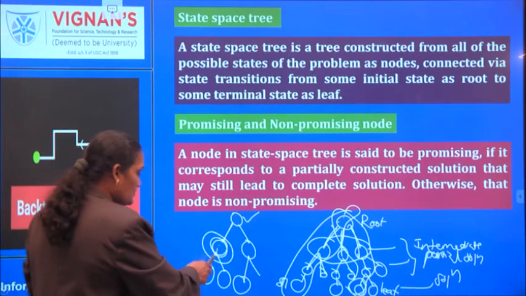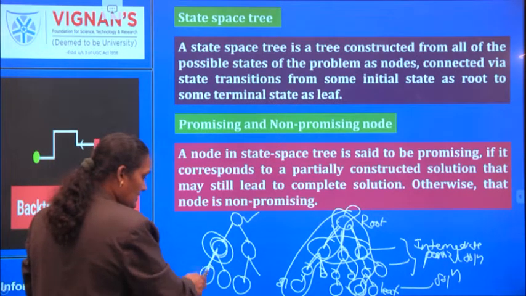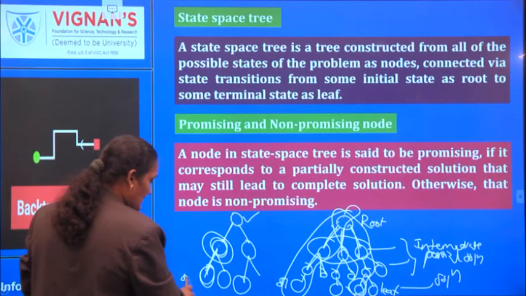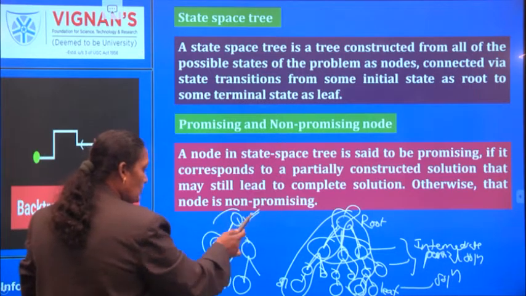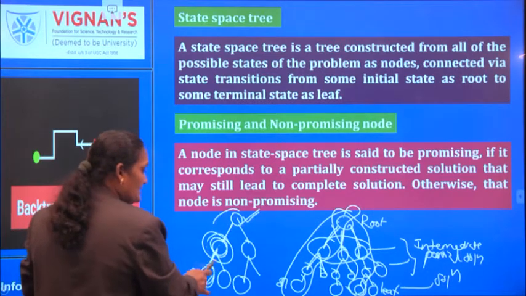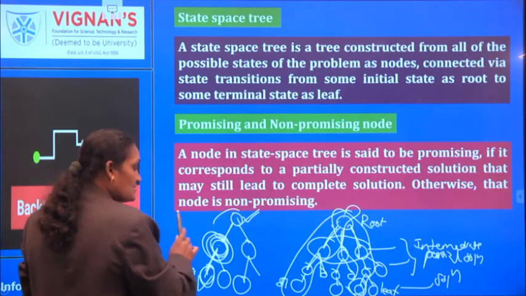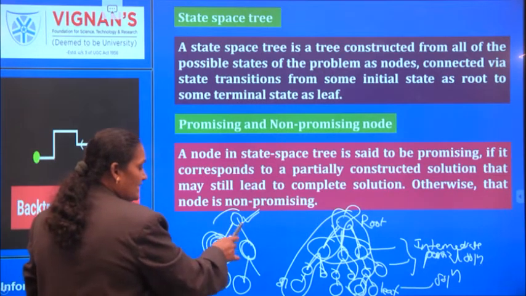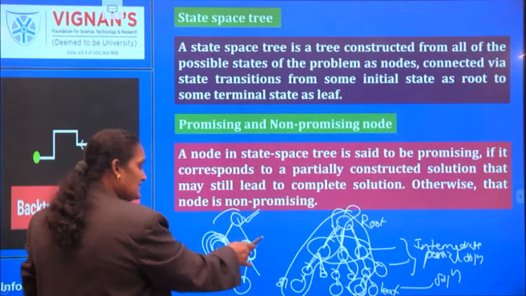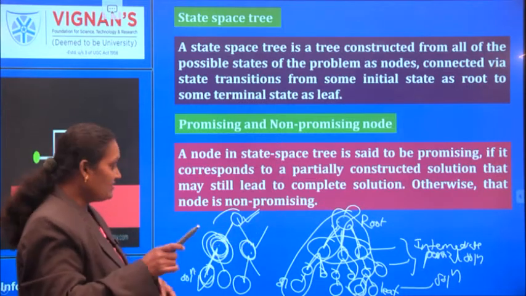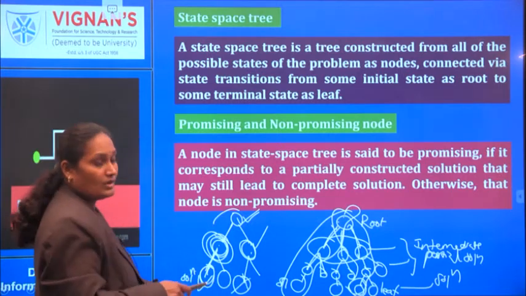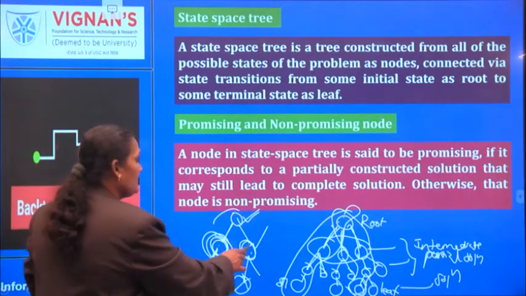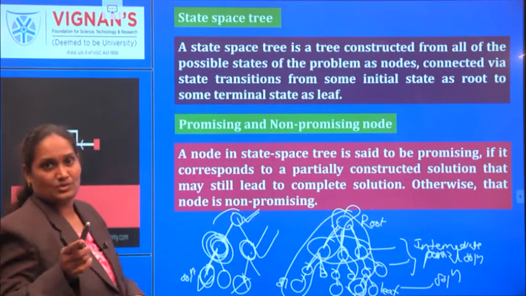Now, if I continue this path and get the solution here, so this is the root node, this is the solution node, and this is the promising node. Suppose for example, from this, if I came here, till this it gives a partial solution, but if I continue from that node, it does not give the solution. If it does not give the solution, then it becomes a non-promising node.